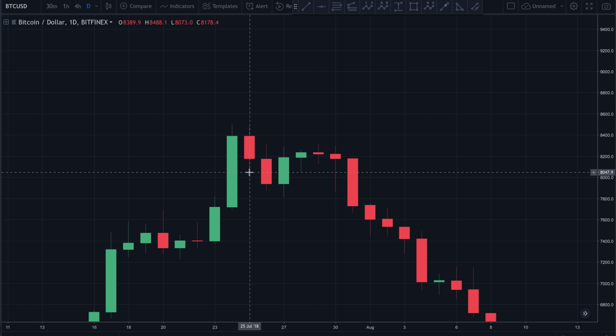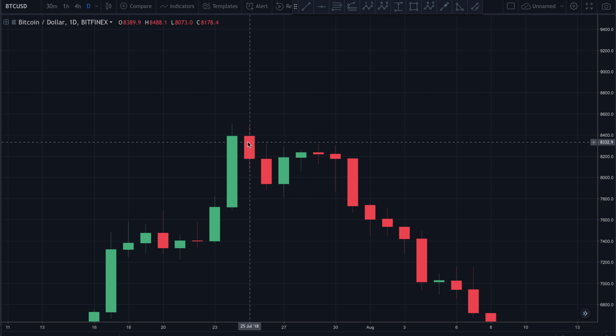The wicks refer to how far price has moved up or down from the opening and closing price within that given time frame. So in this case, within one day. So in this particular case, on this July 25th, 2018 candle, we go up here, we can see that the opening price, if we look up here again, the opening price was $8,389.90, and coming down here, the closing price is what? $8,178.40.